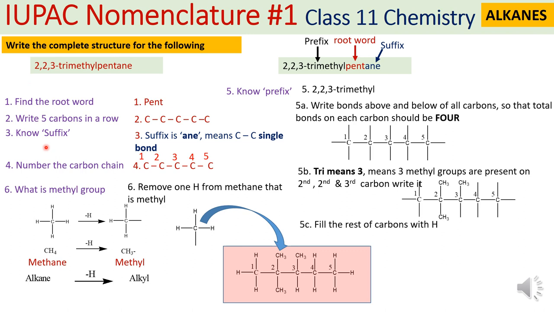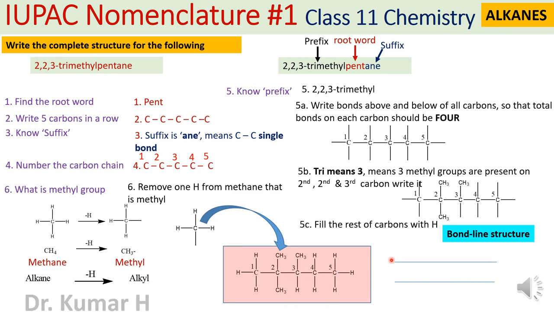Now let us see the bond line structure. This is the complete structure where all the bonds are shown. Of course, CH3 has not been shown. This corresponds to this. That has to be written here as well as here, right? So this will be here. Now the bond line structure is very simple to write. How many carbons are there? 1 2 3 4 5. Write 5 dots. To write the 5 dots, I write 2 lines, okay? That is okay. Then I will write 5 dots.